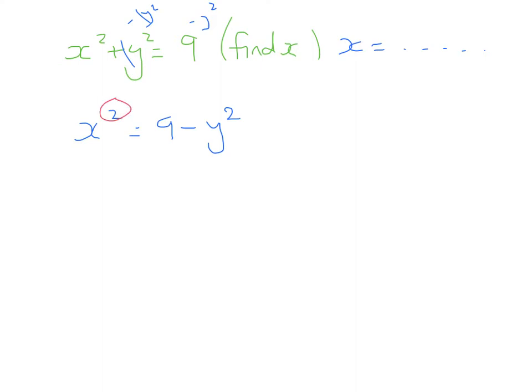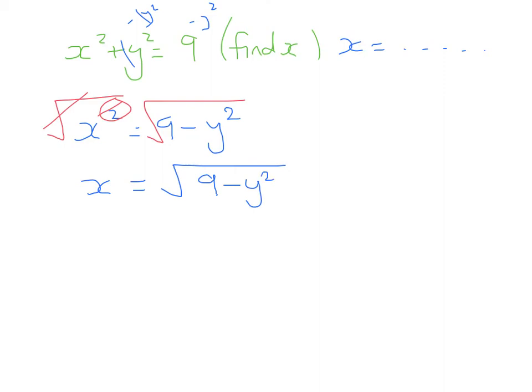Now the next thing that we have to do is deal with this square. The opposite of squaring something is to take the square root. So we need to take the square root of both sides, and that effectively cancels that down, leaves us with x on its own on the left hand side. That'll be equal to the square root of everything on the right hand side, which is 9 minus y squared. And that is the answer to that one. Let's move on to the next equation.